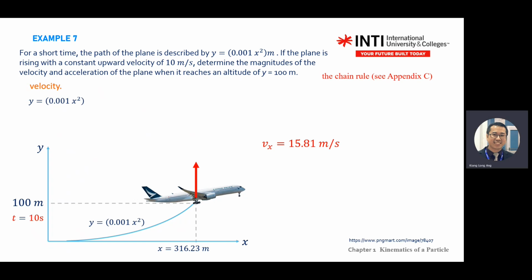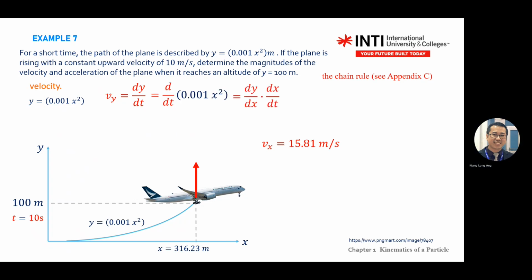You need to use the chain rule again. You should see Appendix C after today. If not, remind me to upload it. All right, so y equal to 0.001x squared. Pull out the velocity definition: Vy equal to dy/dt, because it is in the y direction. So you differentiate this equation.